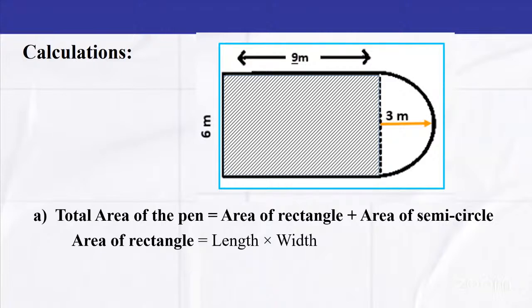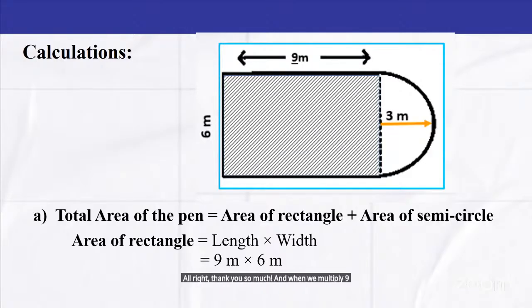All right, so they're going to be typing that shortly. So far they are aware that the formula is length times width. Diana says the width is 9 meters and the length is 6 meters. So it's going to be 9 multiplied by 6. All right, thank you so much. And when we multiply 9 by 6, what do we get? 54 meters is one response.